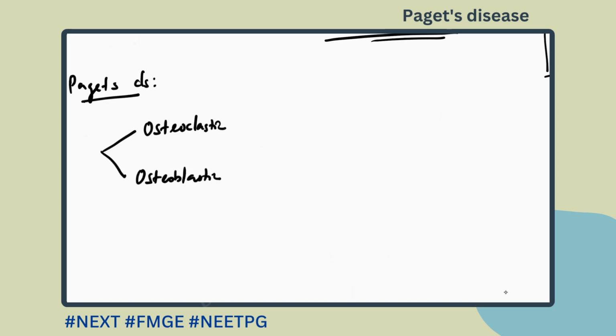Paget's disease. What does Paget's disease mean? Paget's disease is a condition where both osteoclastic and osteoblastic activity is increased. They are not going in a properly coordinated manner. They are going in an incoordinated manner. So bone is deposited by osteoblast and it is destroyed by osteoclast repeatedly.